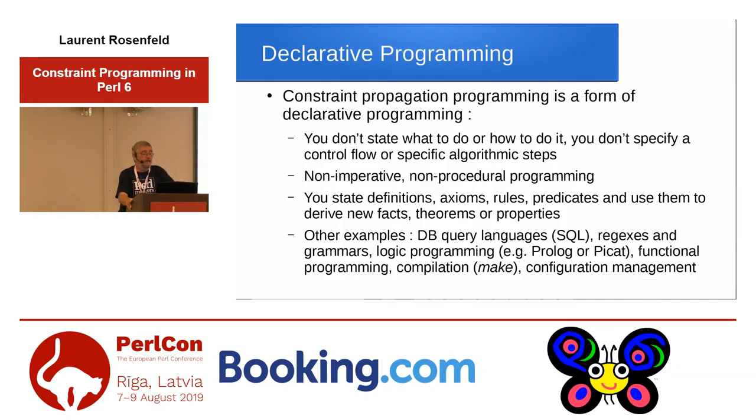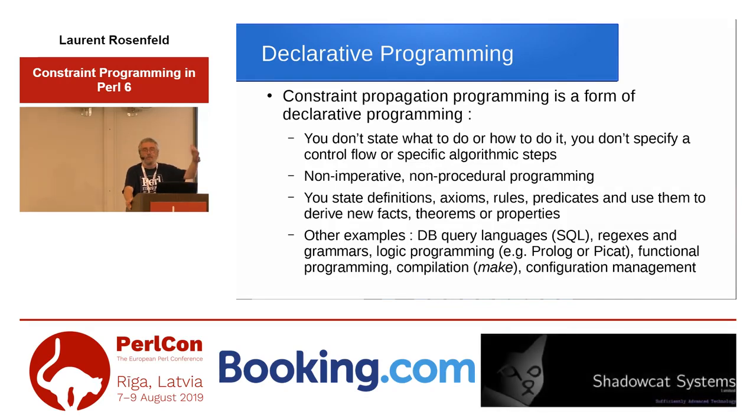This is a model of programming where you don't have to state how you're going to do things or what to do, but you specify, and you don't specify a control flow or a number of algorithmic steps to do something. Declarative programming is non-imperative, non-procedural. What you do in general is you state definitions, axioms, rules, predicates, whatever, and then you use them to try to derive new facts, to derive theorems or otherwise properties of what you're studying.